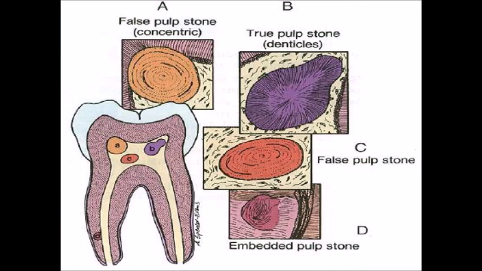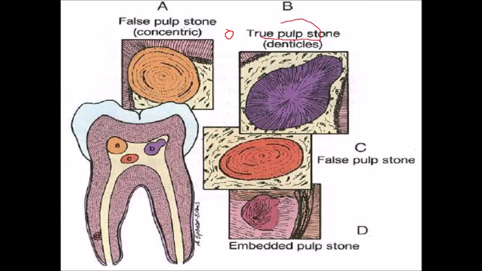Now, what are the structures that we may see different inside the pulp? Sometimes we can see what we call pulp stones or denticles. What are the pulp stones or denticles? The pulp stones or denticles are areas of mineralization or calcification, hard structures found inside the pulp core or the pulp proper. And these are divided into true and false pulp stones.